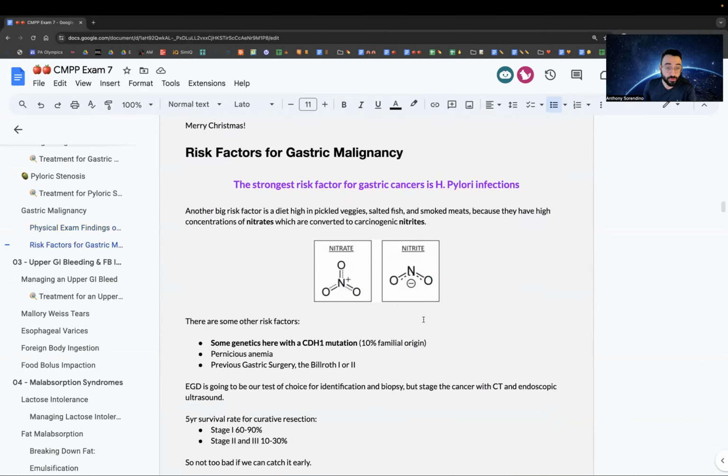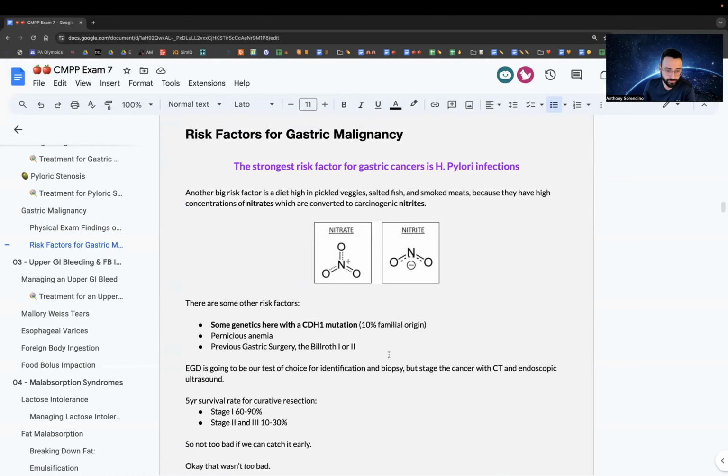Okay, almost done here. So the strongest risk factor for gastric cancers is H. pylori infections. And the actual path behind this, here we go. So the other big risk factor is a diet in pickled veggies, salted fish, and smoked meats. And the reason is because they have a concentration of nitrates, which are converted to carcinogenic nitrites. That is why this is a problem.